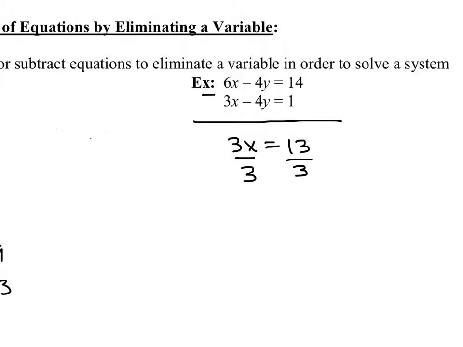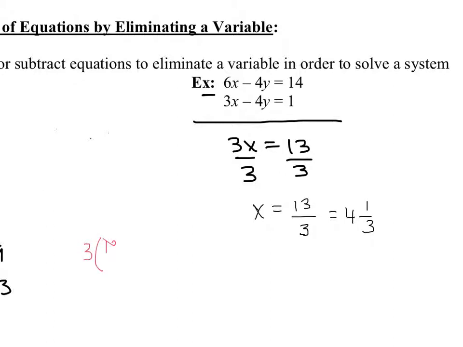But x equals 13 thirds. You could change it to a mixed number, which would be 4 1/3. But when you replace x in either of these equations, we're going to do it as an improper fraction, so it just makes sense to leave it as the improper fraction. So now to do that next part, we'll do the second equation.